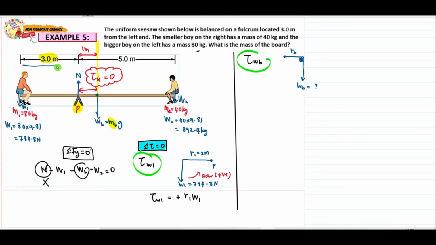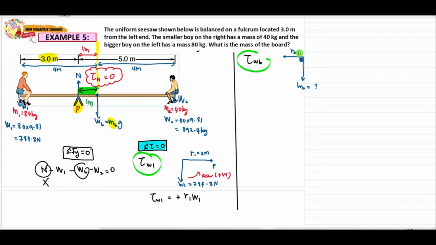Sebab WB kita mesti lukis at the center of the board. So, ini 4 meter. Ini adalah daripada sini another 4 meter. Kena tahu tau. Ini paling penting. Jadi, yang sini, saya highlightkan hijau lah. Jadi, kat sini daripada P ke point that we locate the weight of the board tadi should be 1 meter. Okay, should be 1 meter.